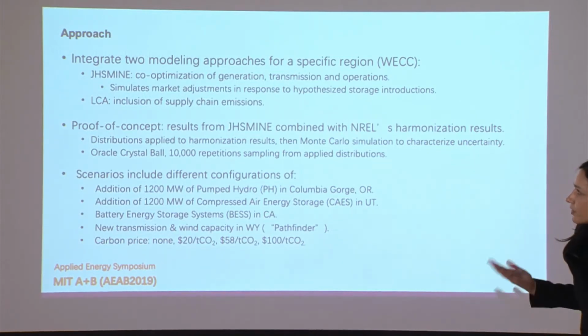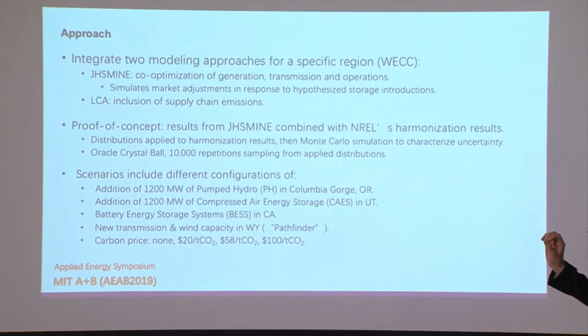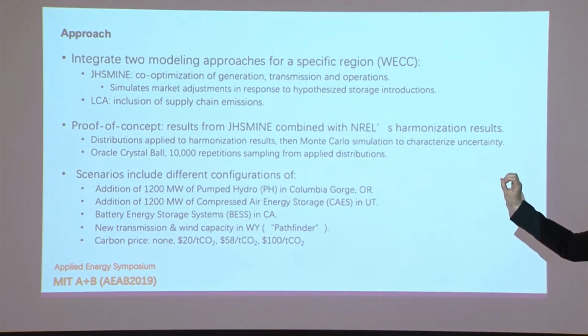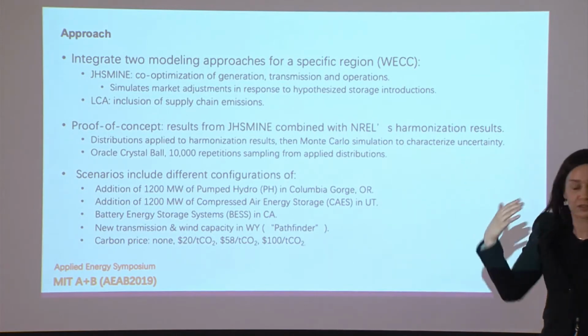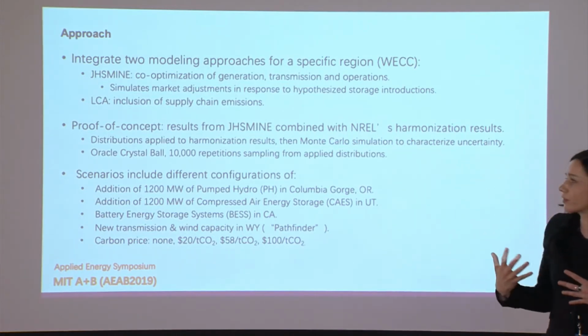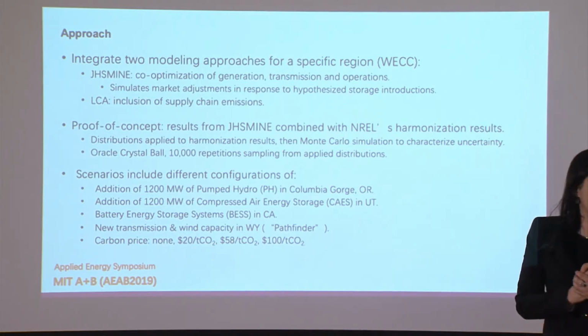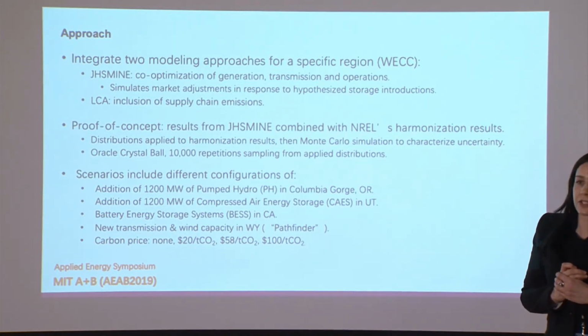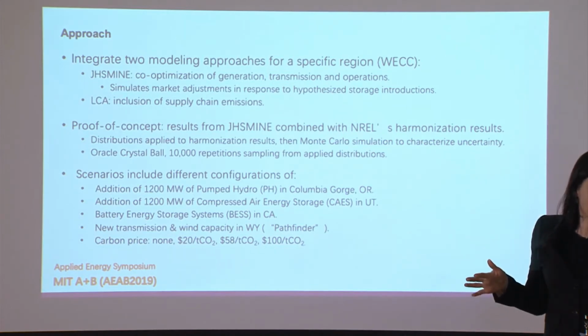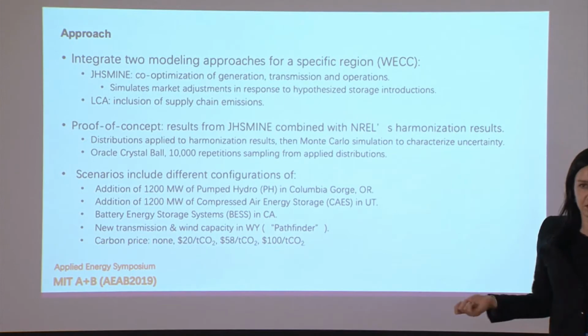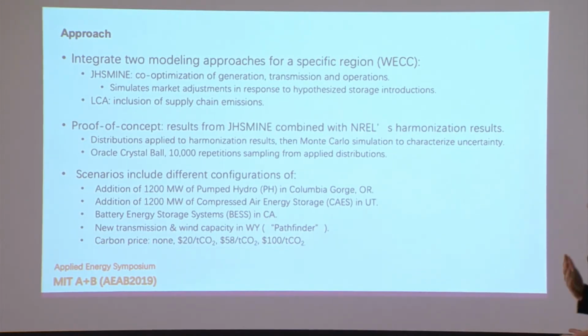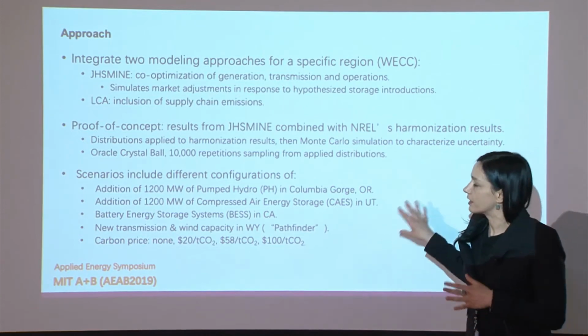So in order to integrate both approaches, I used the co-optimization model. What this does is it simulates market adjustments in response to hypothetical storage, grid, and renewable configurations. I used it to develop a proof of concept of how we can go about integrating both models. I combined this with NREL's harmonization data. By doing so, I applied distributions to their information and then ran a Monte Carlo simulation, using Oracle Crystal Ball, with 10,000 repetition sampling from the distributions of the existing LCA studies to bound the uncertainty of what the potential upstream emissions can look like. I'll get into that a little bit more.